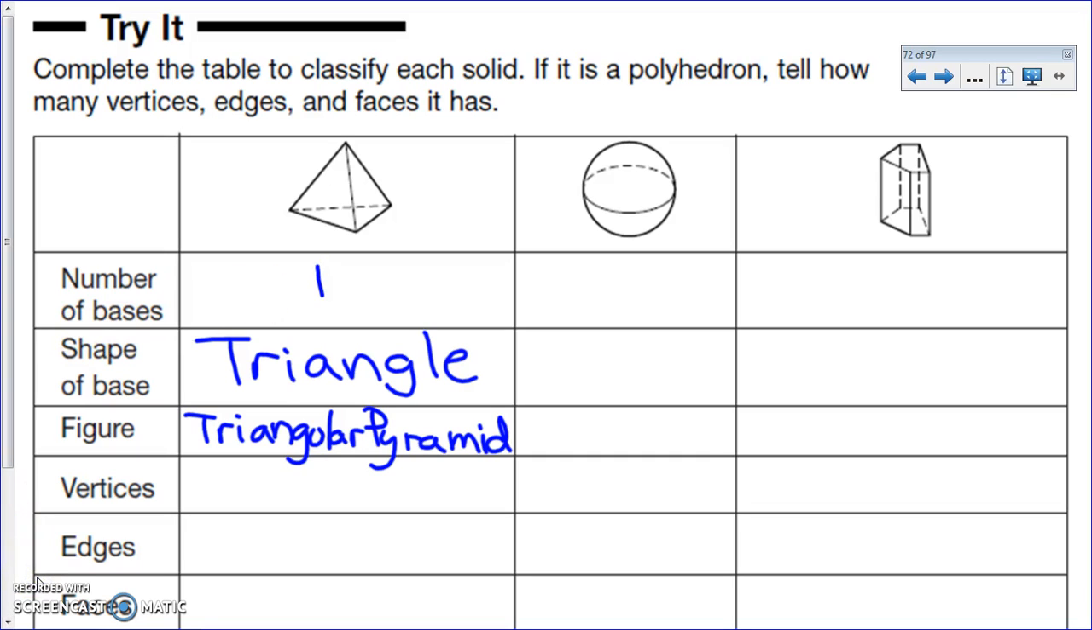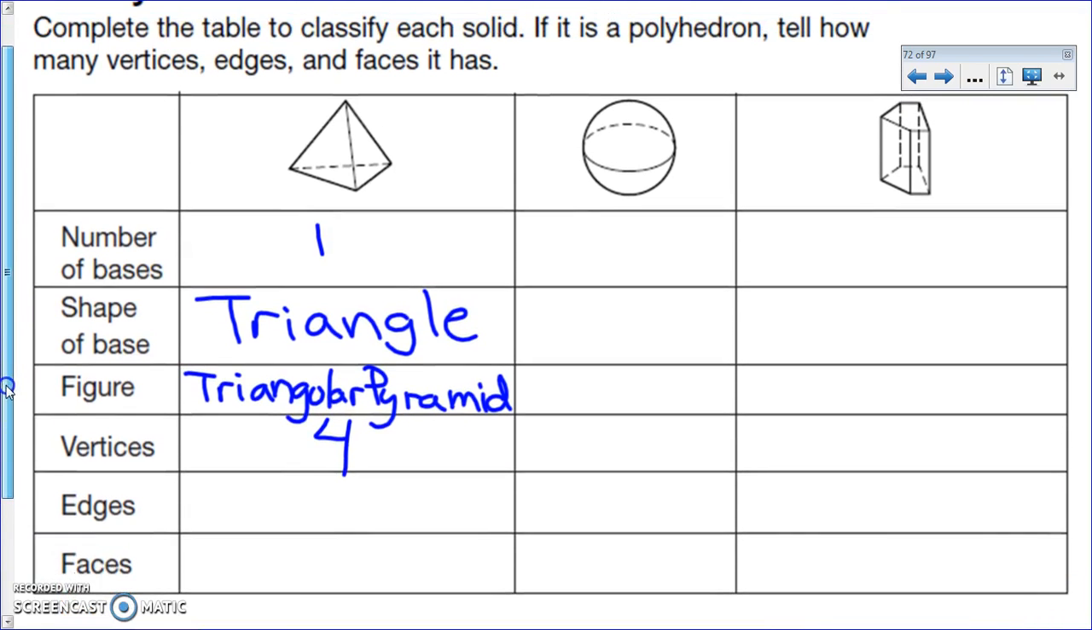Vertices are the points where the edges come together. So if we count, we have 1 vertex at the top, and there's 3 along the base, so we have 4 total. For the edges, we're going to count where the 2 faces come together. So if we go ahead and count those, we can see that we have 6 edges, and then we have 4 sides, so we have 4 faces.